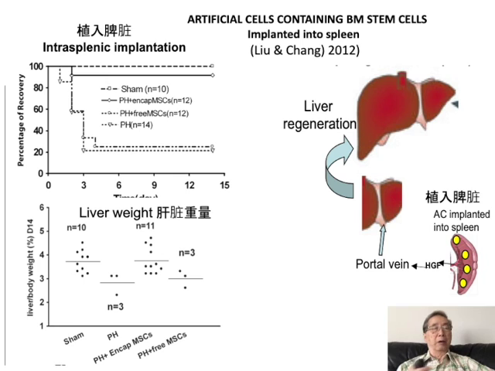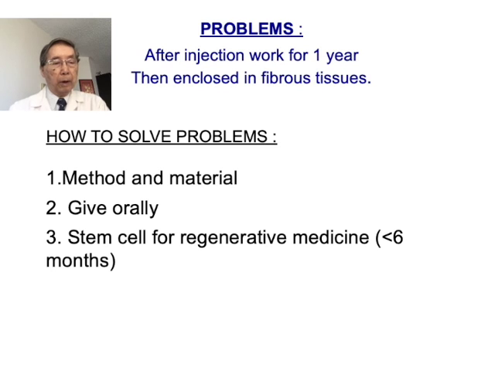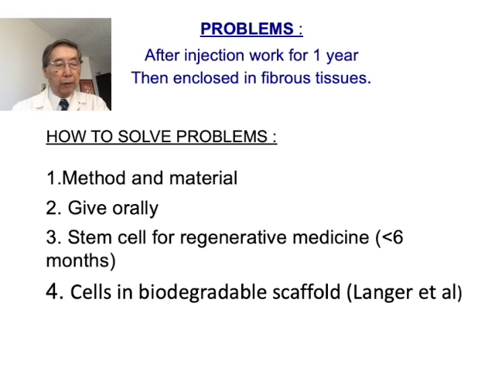Here it shows that intraspleen implantation could result in the recovery of the animal and also liver regeneration to the level of the normal animal. The fourth way to do this is to put cells in biodegradable Styrofoam, by experiments by Langer from MIT. We won't have time to go into detail.